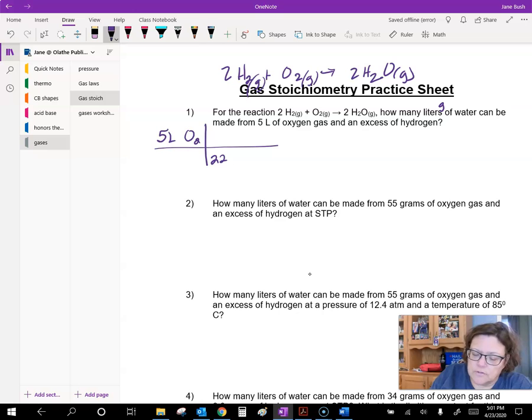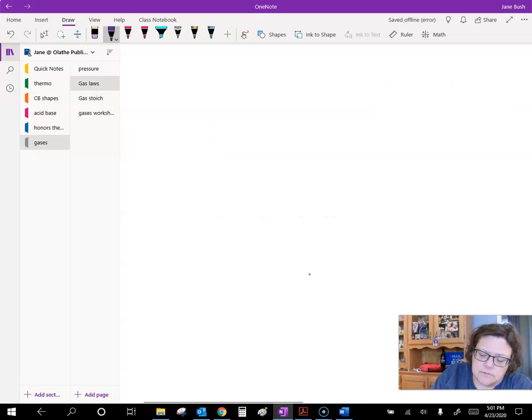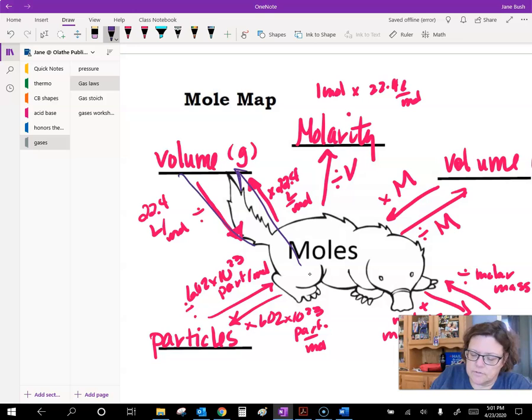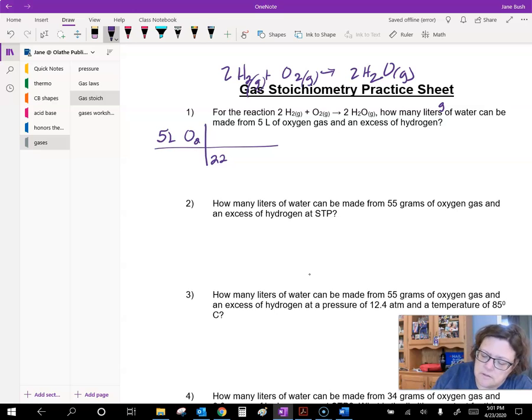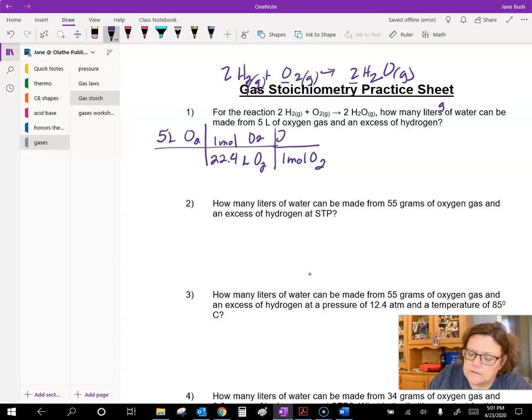We've got 5 liters of oxygen. First, we have to convert it to moles. To go liters to moles, I'm going to use this guy. If we're going to go liters to moles, we have to divide by molar mass. Not molar mass, molar volume of a gas. 22.4 liters in 1 mole. All right, that's taken us to moles of oxygen. My ratio of moles of oxygen to moles of water is 1 mole of oxygen to 2 moles of water.